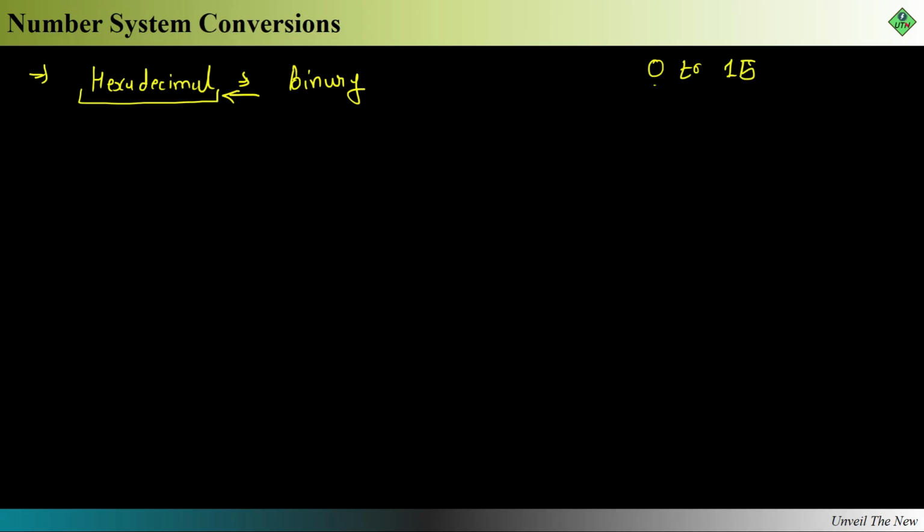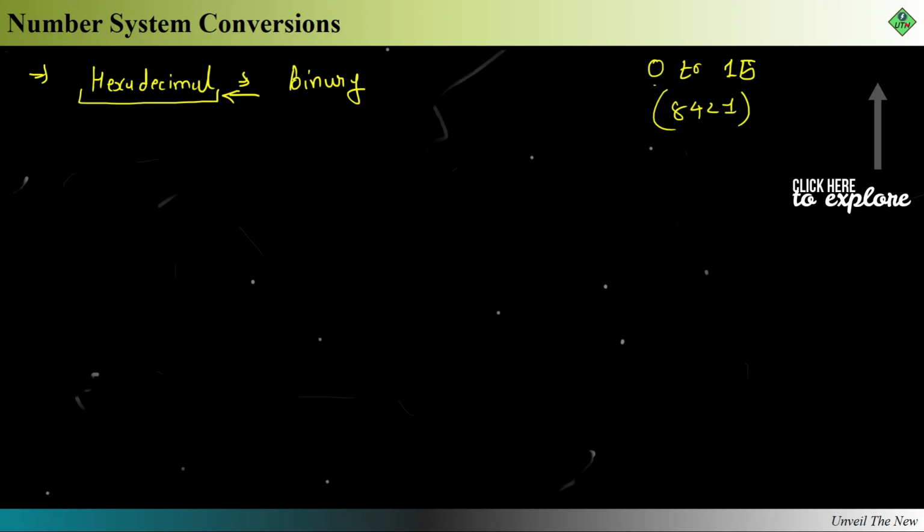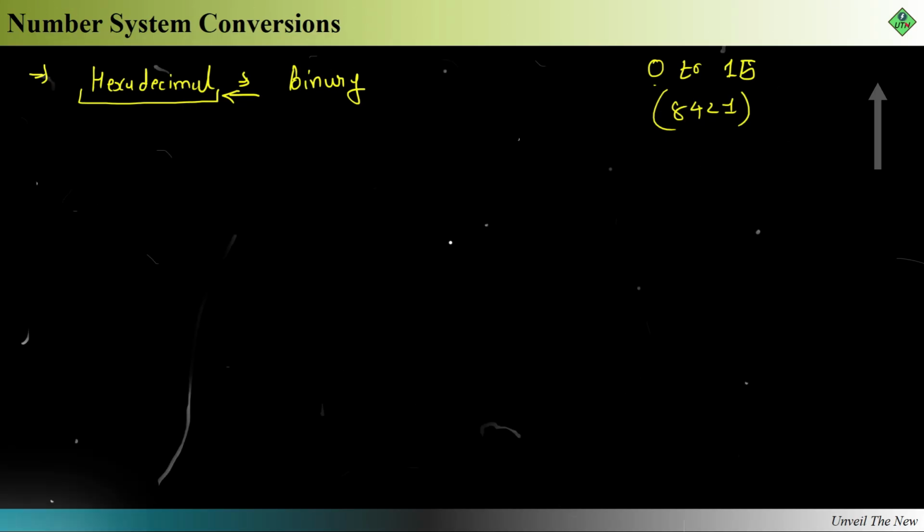And if you don't remember the binary from 0 to 15, I have also given you the shortcut trick, the 8421 trick, in the first or second video. So you can also check out those videos of this playlist. So now let's start with the example.